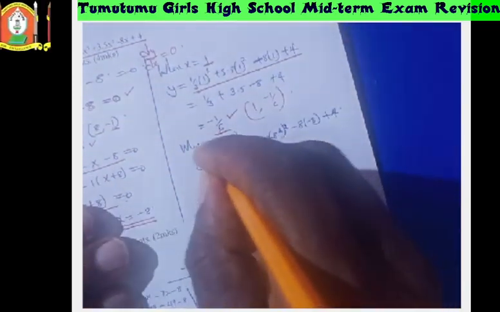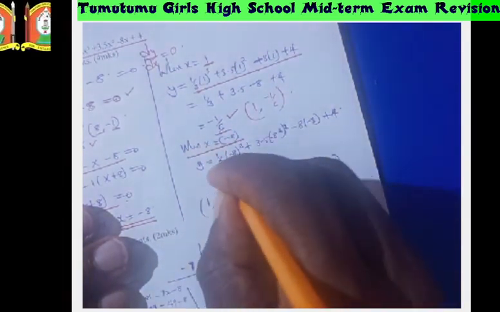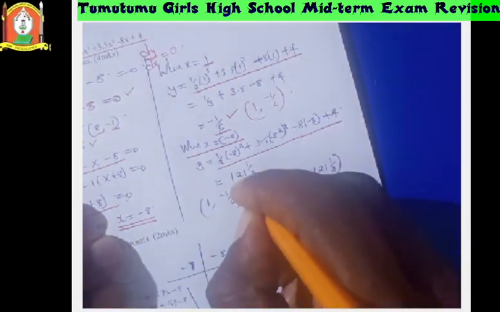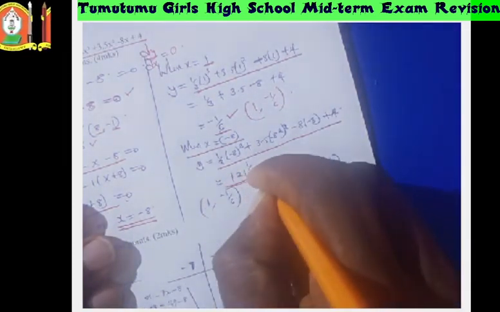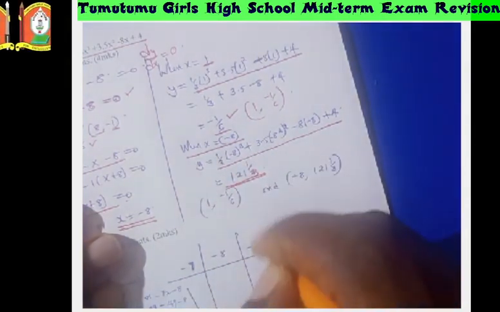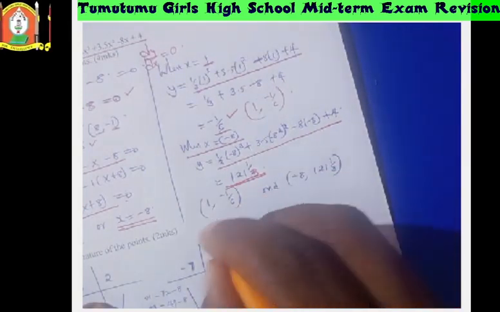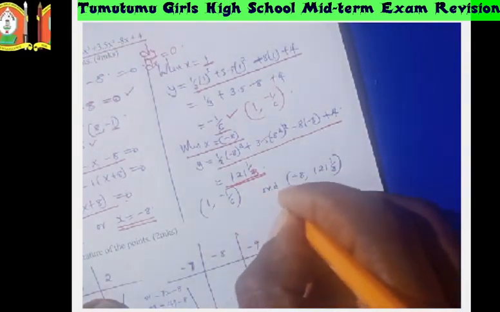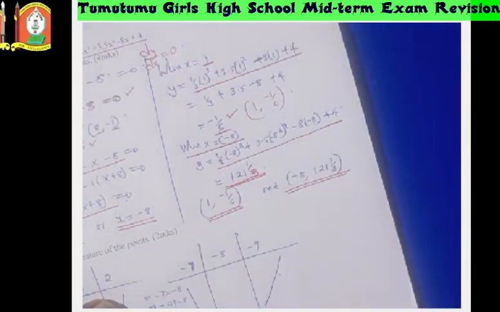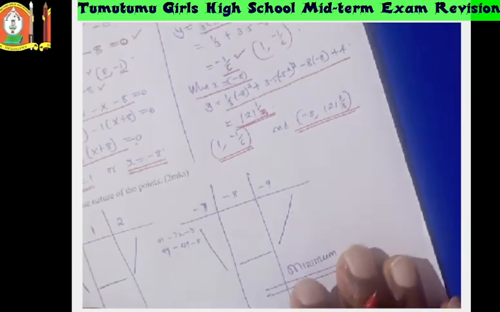Then when x is equal to negative 8, we substitute in the function of y. Then we get y equal to 121 and a third. You can confirm; I believe that my working was well done. Then we have the 2 points, when x is equal to negative 8 and when x is equal to 1.